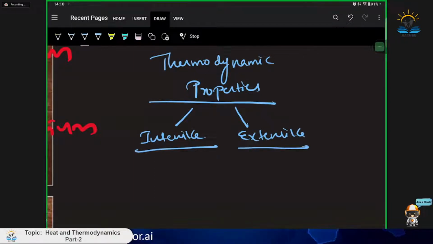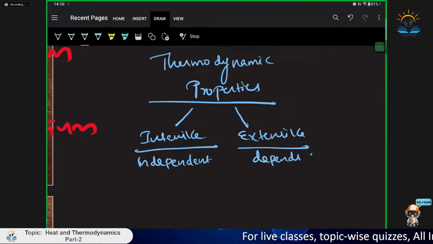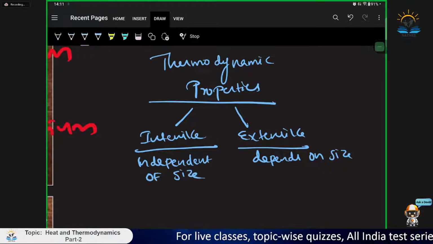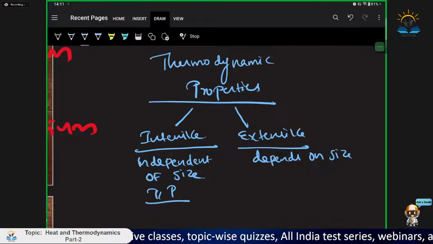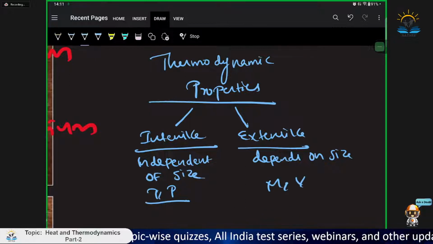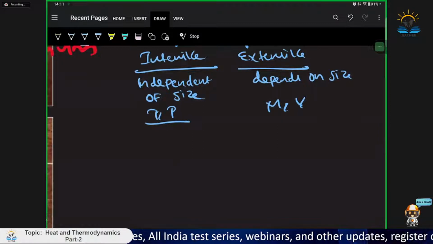Intensive property is independent of the size of the system, but extensive property depends on the size of the system. Examples of intensive properties are temperature, pressure, etc. Examples of extensive properties are mass, volume, etc. Also internal energy, enthalpy.